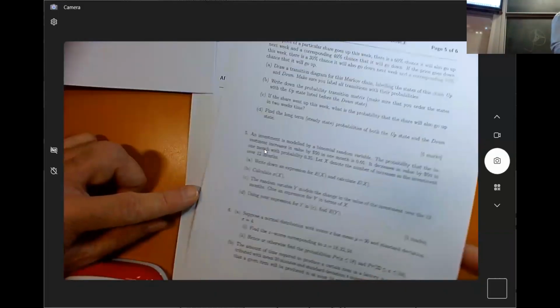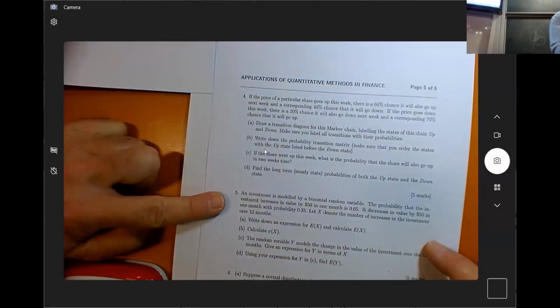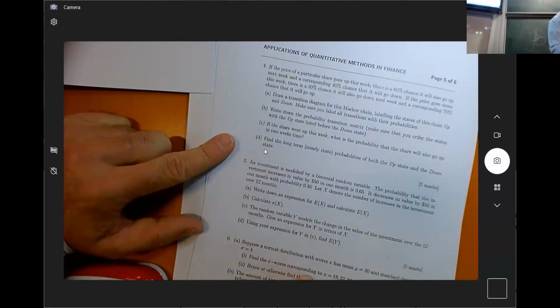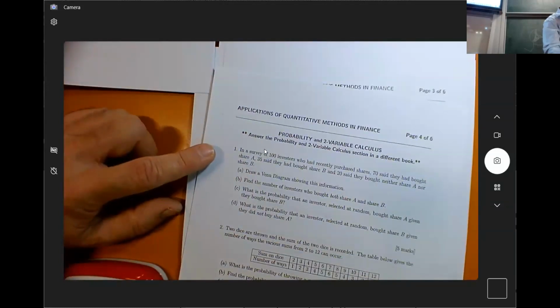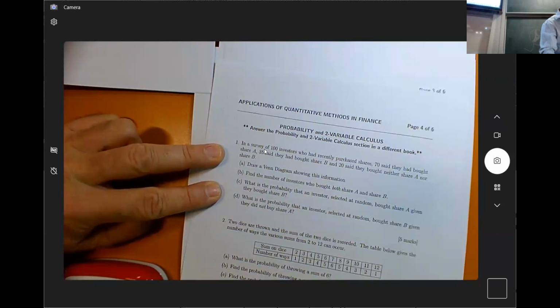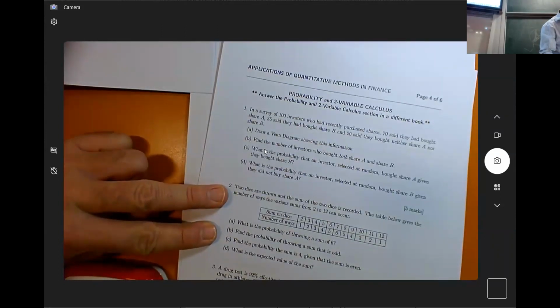I'm just actually having a bit of a look. If you look, I'll put this here so you guys can see what I'm doing. So there's a question on Markov chains, there's binomial distribution, there's a question about normal distribution down here. That was page 5, just look at page 4. So we've got a question about doing Venn diagrams, got something about discrete probability.